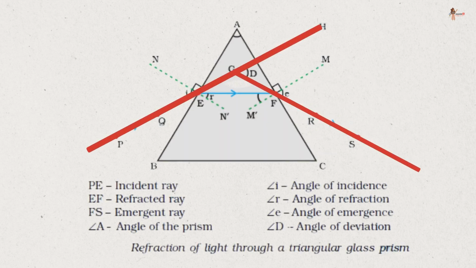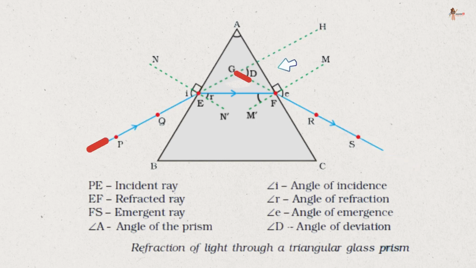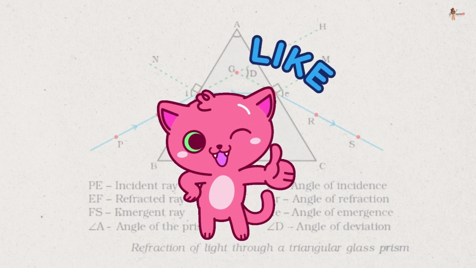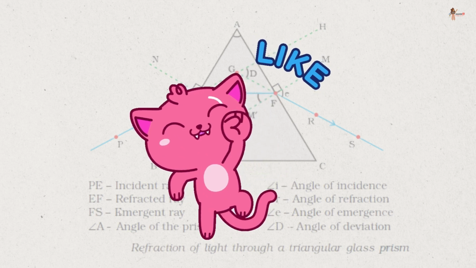The peculiar shape of the prism makes the emergent ray bend at an angle to the direction of the incident ray. This angle is called the angle of deviation. In this case, angle D is the angle of deviation. We can mark the angle of deviation in the activity and measure it. Did you find this activity interesting?